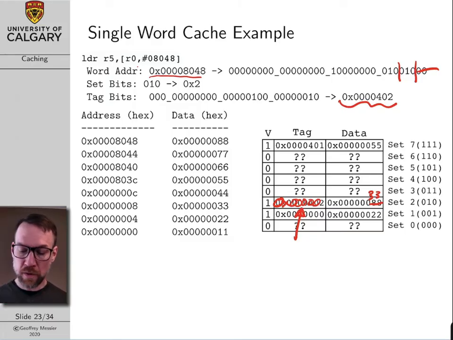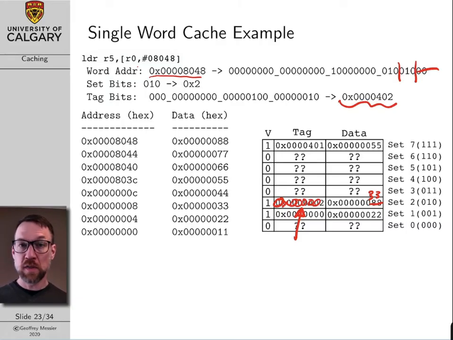The problem is, though, that the tag bits currently stored in set 2 are all zeros, and so that little logic circuit that I showed you a few slides ago that compares the tag bits on an incoming address and the tag already stored in cache is going to give us a 0. And so this is going to be a miss, and then what happens is we load our new tag bits and our new value into the cache.